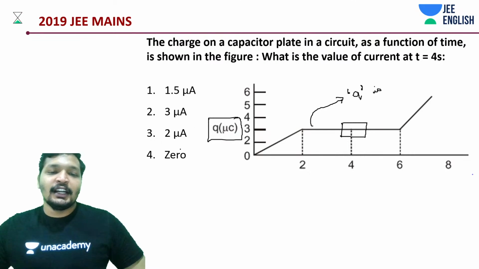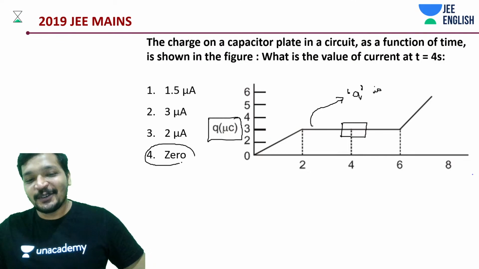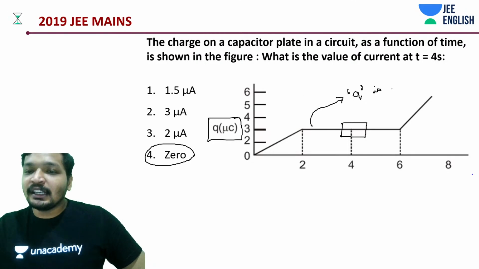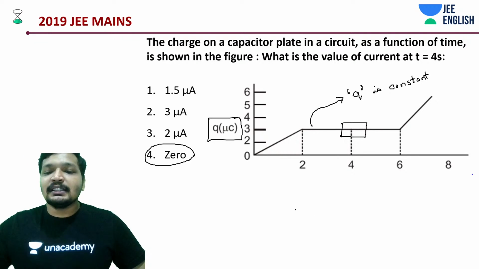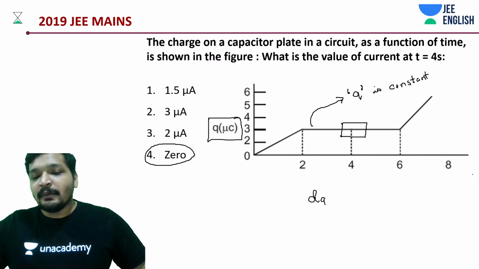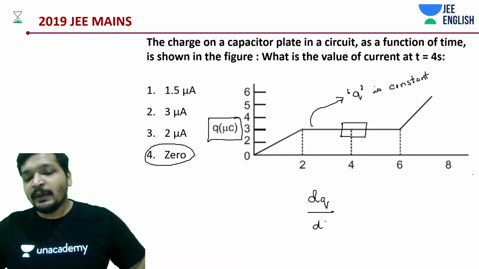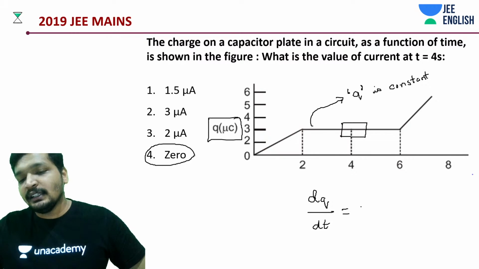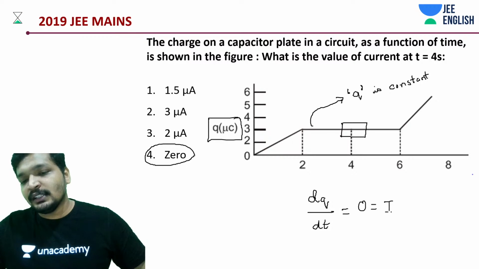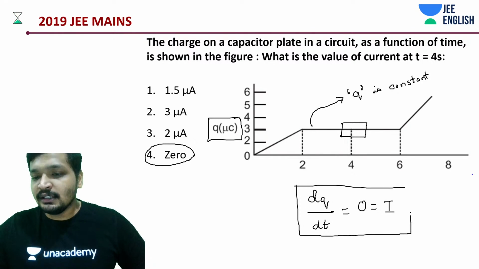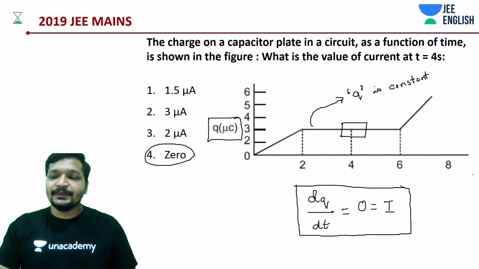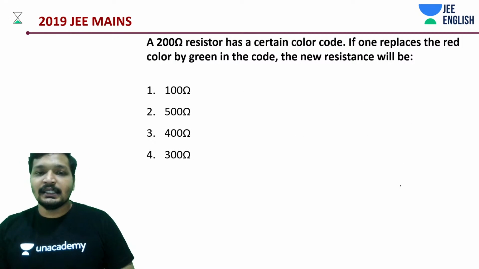Yes, it's 0. Good, Arch. The moment you look at it, your Q is constant, the charge is constant. That means dq by dt is basically 0. That means current is 0. That's it. Very simple question, very easy one, isn't it?